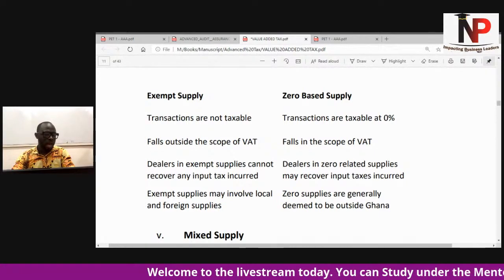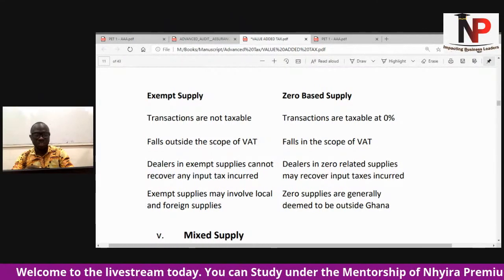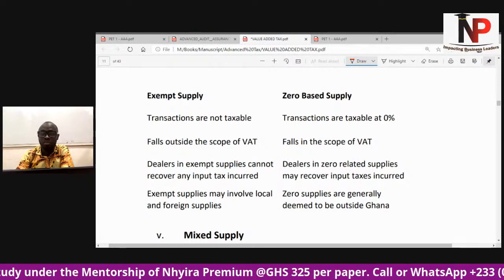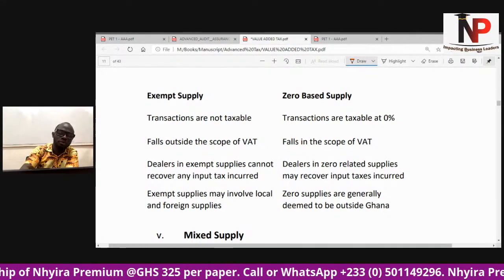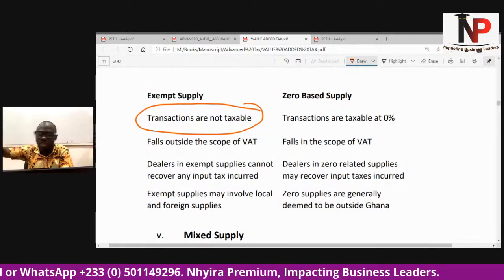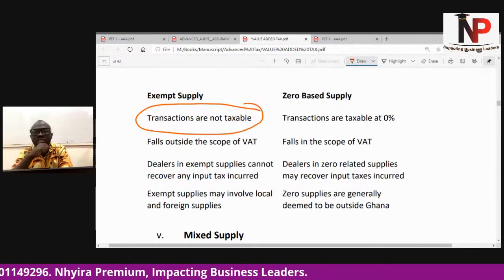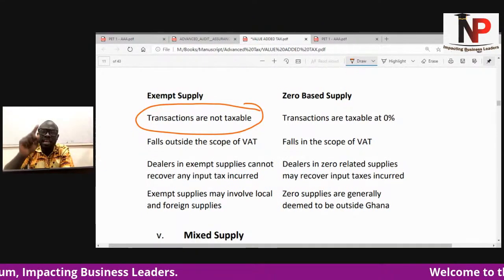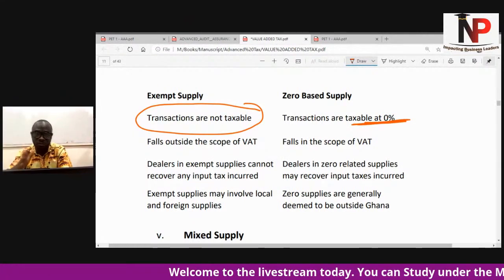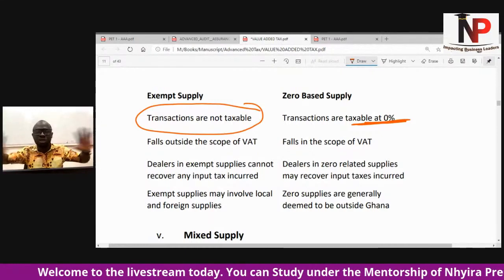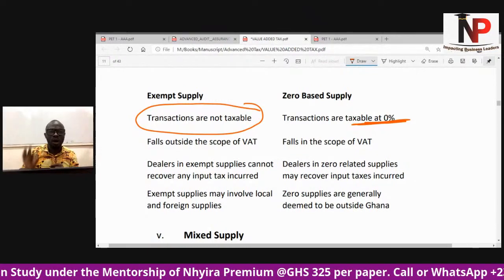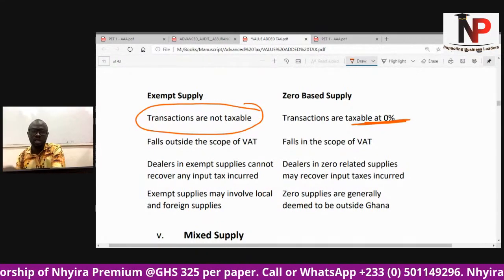So under exempt supply, what do we see there? We see that the transactions are not what? Taxable. That is the key thing there. Exempt supply, the thing by itself is not taxable. But with zero-rated supply, it is taxable. Only that the rate is zero. So that's the first difference. With exempt supply, the thing is not taxable to start with. But with zero-rated supply, it is taxable. However, the rate is zero.